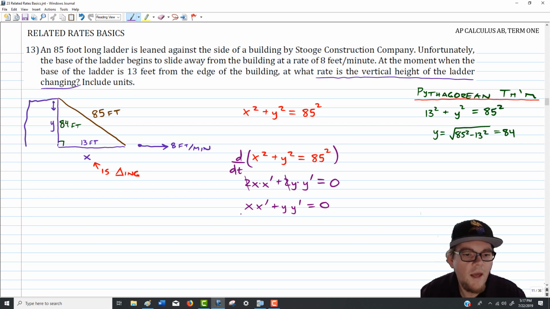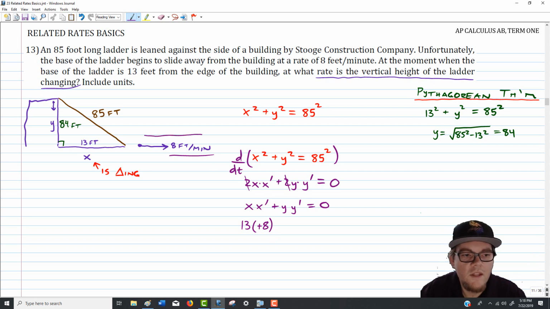So at this point, it's now just up to us to come up with all the variables and plug everything into the right spot. And a few of these are really easy to get. We already stated earlier that 13 is going to be our x value at the snapshot instant, and we were told that x prime is going to be 8 feet per minute. And since it's moving away from the building and further out, you can tell that this length is getting larger, so I'm going to leave this as a positive 8 feet per minute.